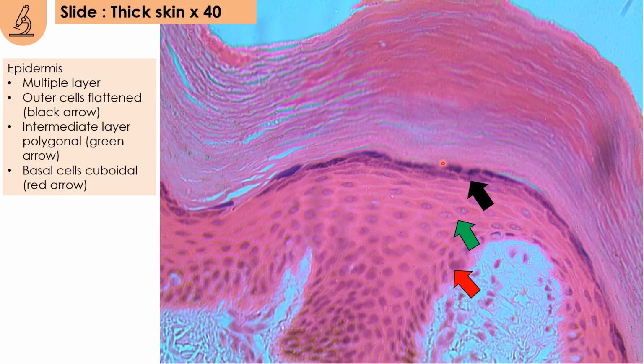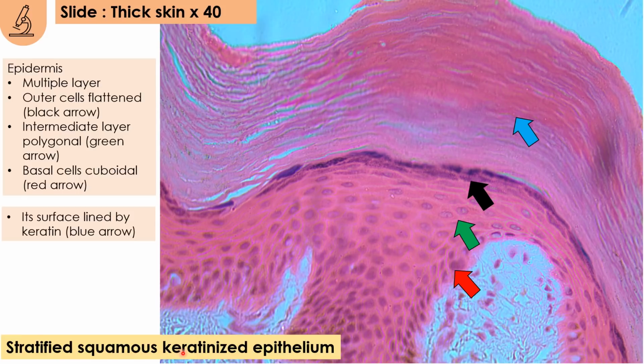But the difference between this one and the previous one is this layer. This is the keratin, represented by this blue arrow. So this one is a stratified squamous keratinized epithelium, because it has keratin. The difference between this one and the previous one is only the keratin. This type of epithelium you can only find in the skin. But the stratified squamous non-keratinized epithelium, you can find in several areas, for example the esophagus that I showed you just now.